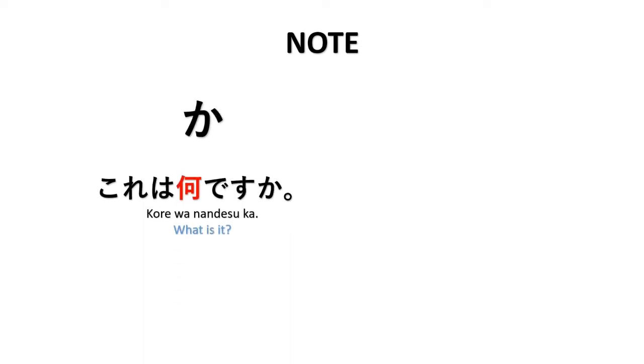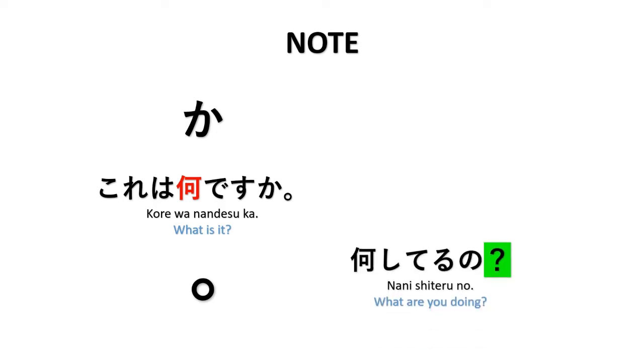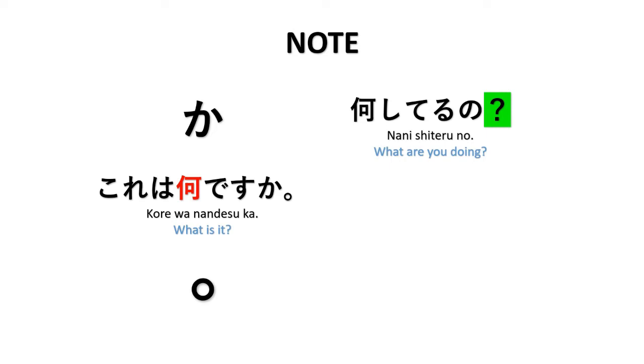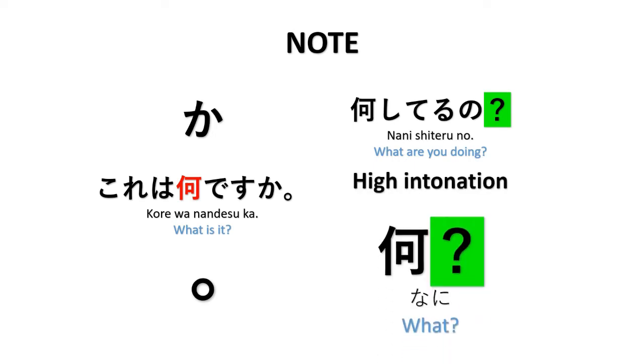Okay, take note that when the question is ending with the question particle ka, like kore wa nan desu ka, we use this Japanese punctuation mark, a period. This is the Japanese period. But when there is no ka, like nani shiteru no? What are you doing? We use the high intonation plus the question mark. So this is the basic difference.